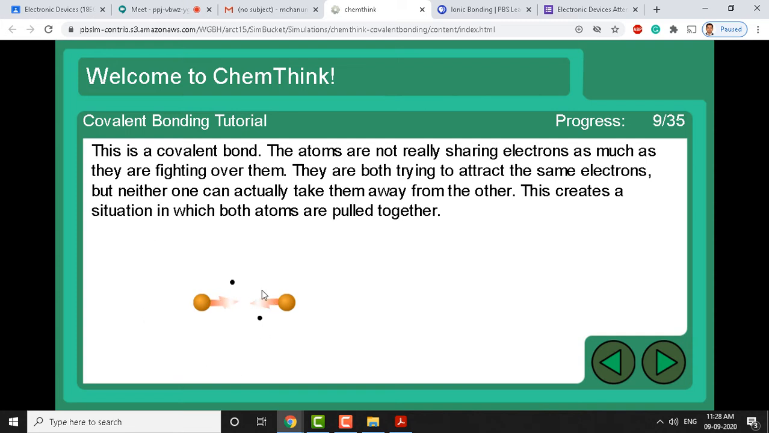So this kind of bonding is called covalent bonding. The atoms here are not really sharing as much as they are fighting over the electrons. They are both trying to attract the same electrons, but neither one can take them away. That means this electron is attracted by its own nucleus, and this particular electron is attracted by its own nucleus. They are trying to retain that electron. In that process, the covalent bonding takes place. In reality, covalent bonding is not sharing any electrons.